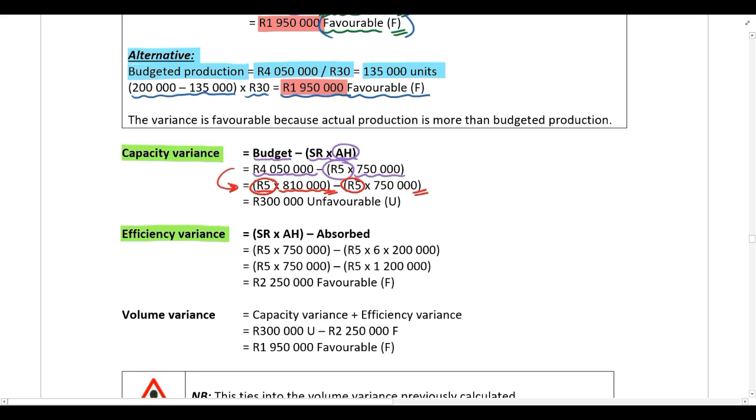Now you can see the company has failed to utilize their planned capacity. They should have had 810,000 machine hours. That's their normal capacity. However, the machines were only running for 750,000 hours. So they did not use the available capacity, and that means that this variance is unfavorable. So please note, when you are trying to determine whether the capacity variance is favorable or unfavorable, you want your actual machine hours to be as high as possible.